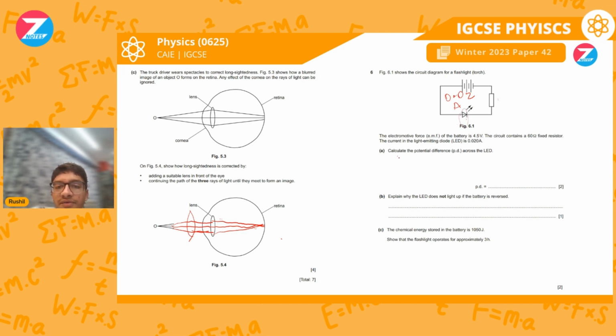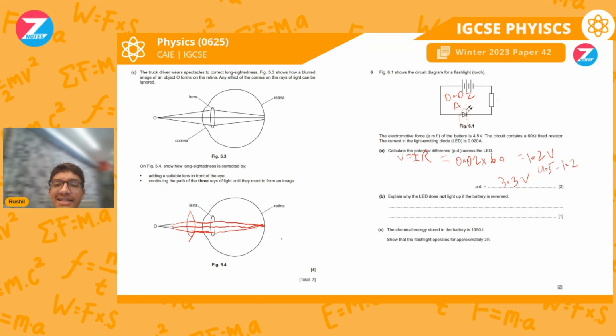So we know the formula V is equal to IR. So the potential difference of the resistor is equal to 0.02 ampere into 60 ohms, which is 1.2 volts. So since the total EMF of the battery is 4.5, that must mean that the potential difference of the lamp is 3.3 volts, which is 4.5 minus 1.2.